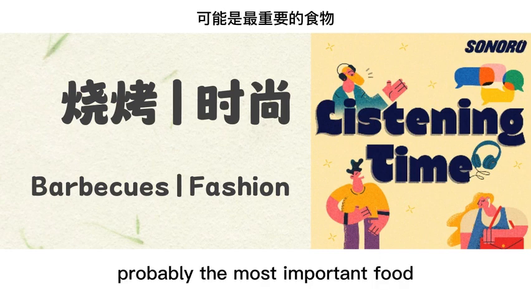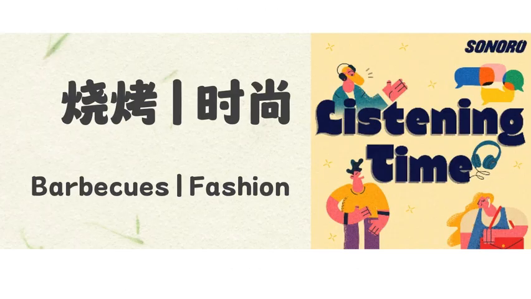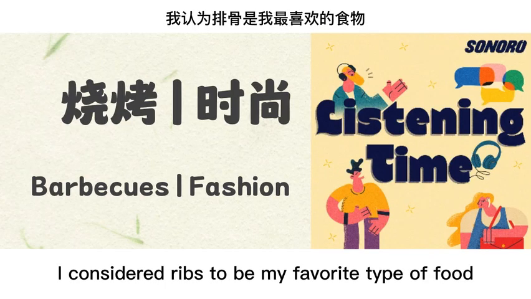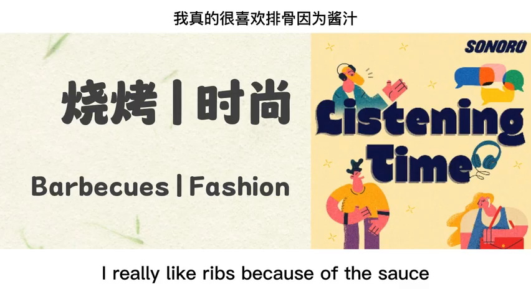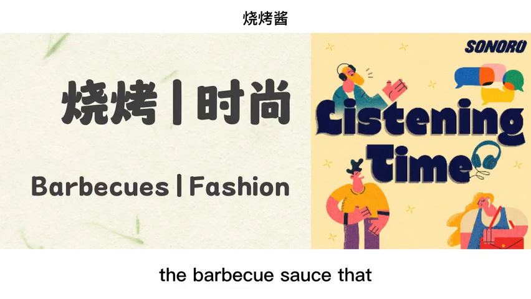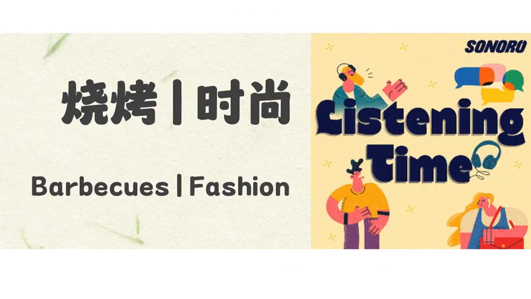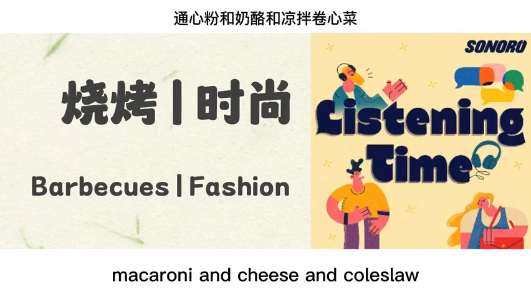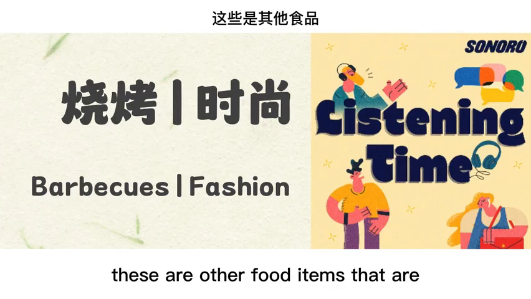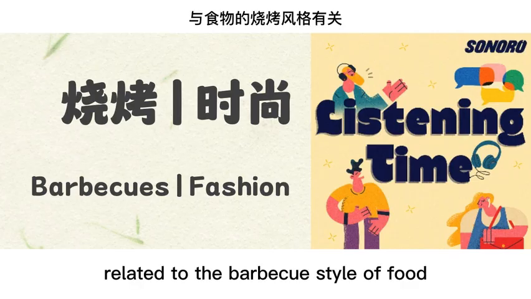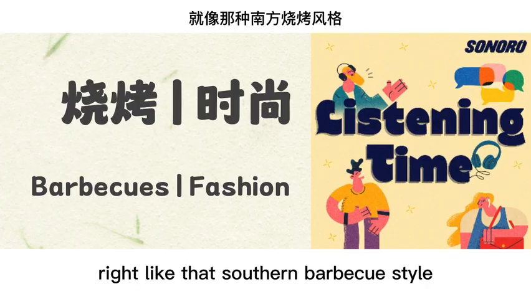This is probably the most important food when it comes to barbecue, and it's very, very tasty. When I was growing up, I considered ribs to be my favorite type of food, actually. So I really like ribs because of the sauce, the barbecue sauce that people put on top of the ribs. So they're really tasty. I also really like things like macaroni and cheese and coleslaw and pulled pork. These are other food items that are related to the barbecue style of food, right? Like that southern barbecue style.